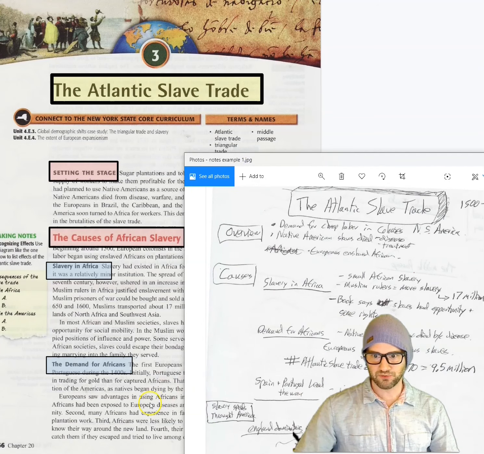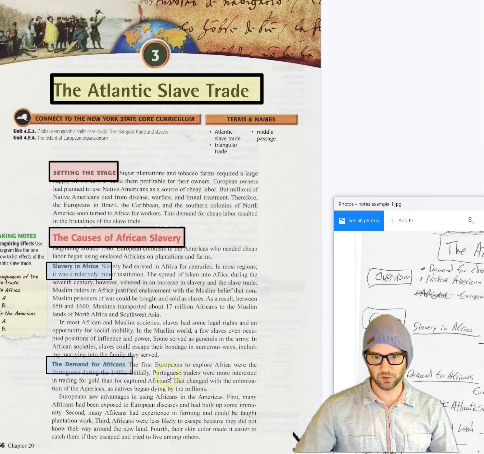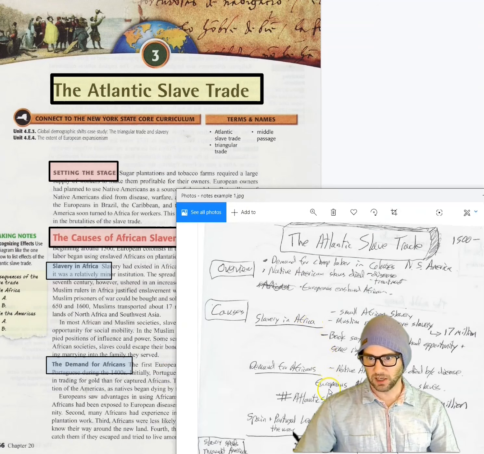And so I probably should have pulled out that the Portuguese were the first. That seems important, so let's pretend I did that, right? So demand for Africans should have a little bullet here saying Portuguese started the trade. Okay. I'm looking for causes and effects. Okay, Native American slaves died because of disease. Okay, so I figured that was an important note in here. I put down Europeans wanted African slaves.